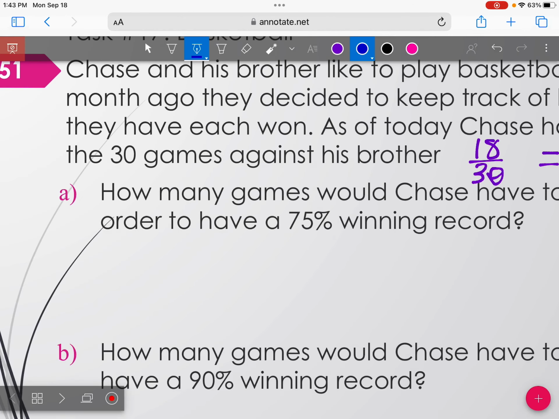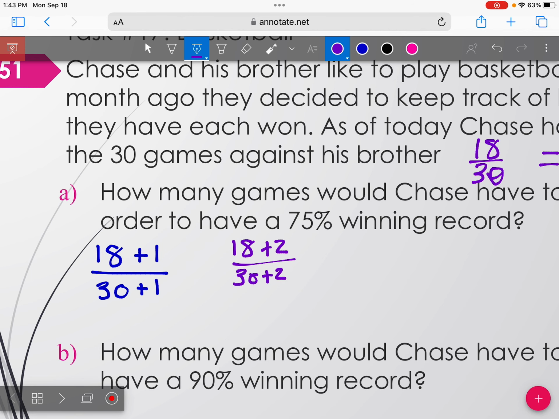What if he wins one more game? What would we do? Yeah, we'd add 1 to the 18, and we'd add 1 to the 30, right? Because it's one more game they played. What if they played 2 more games and he won them? What would we do with that? Yeah, we do 18 plus 2 over 30 plus 2.